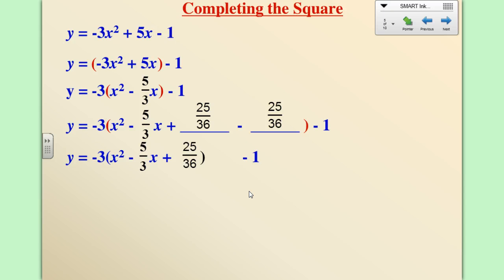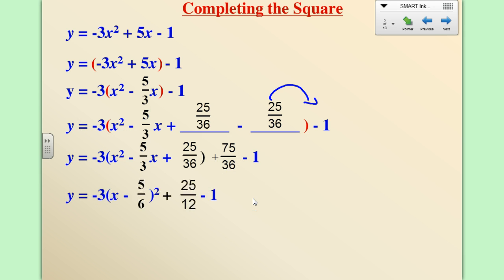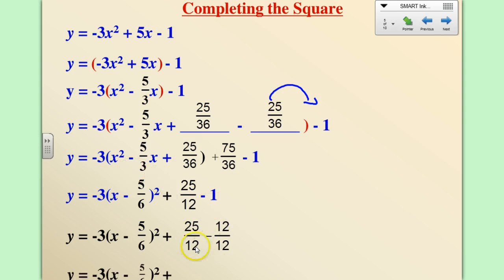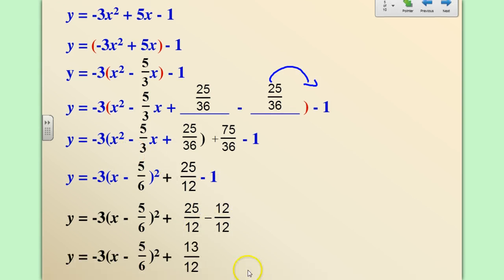We got to kick this out of here. Again, you got to like fractions. You got to multiply that by a -3. When you do, it can cancel off with the 36 on the bottom. So in the end, we get 75/36, multiplying by -3, positive 75/36. That fraction simplifies to 25/12 minus 12/12, because -1 is 12/12, and that simplifies to be -3(x - 5/6)² + 13/12. When you complete the square for this one, it doesn't turn out to be integers, but the vertex is at (5/6, 13/12). Okay?